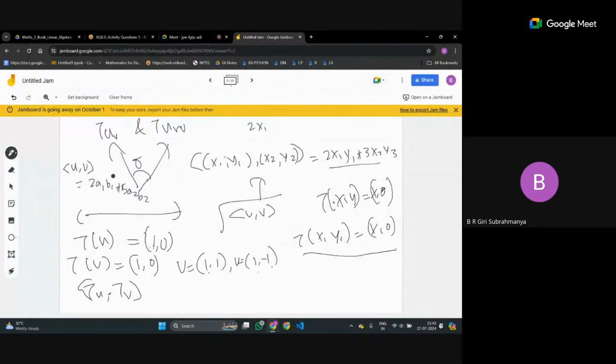So this is the thing. From this we can see it is going to be 2 times 1 times 1, plus 5 times 0 times 0, because a2 and b2 are these zeros. So this is going to be 2.